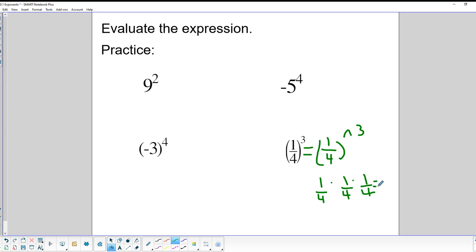And 1 times 1 times 1 is this 1 on the top. And what's 4 times 4? Well, that's 16, and then 4 times 16 would be 64. So you can actually put these on your calculator in fraction form with an exponent, and it'll give you the new fraction, which is pretty nifty.